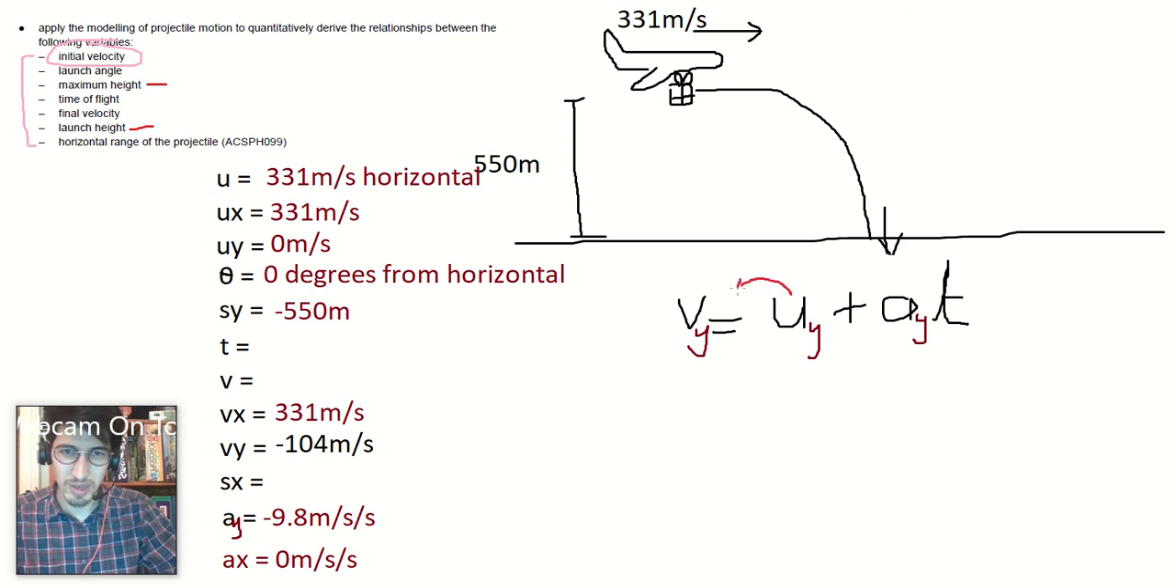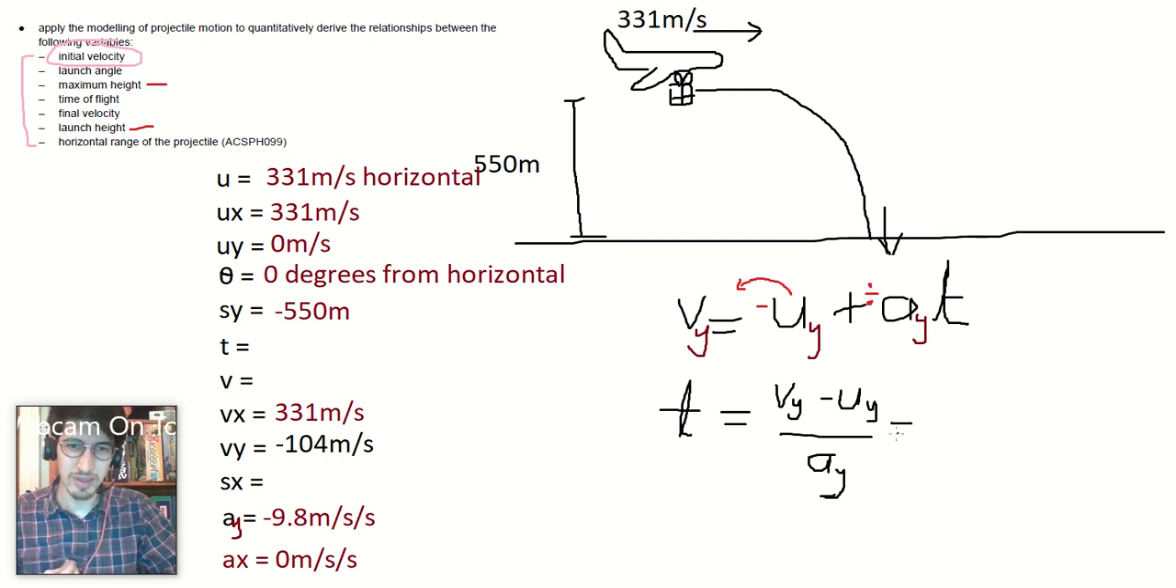So it's going to end up over there as a negative. Then when it's vy minus uy equals ayt, we're going to divide both sides by ay. So we're going to divide both sides by ay to get t by itself. So we end up with t equals vy minus uy over ay.